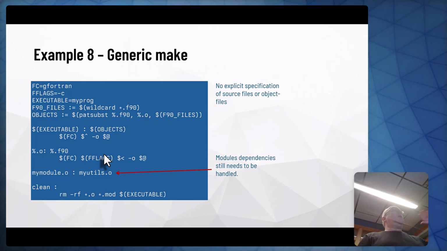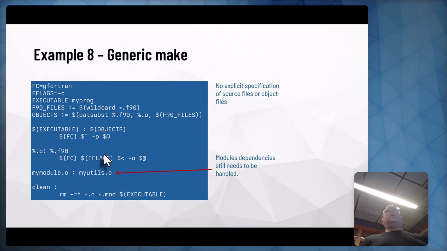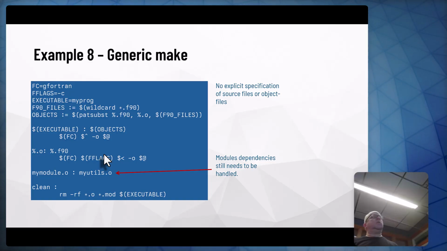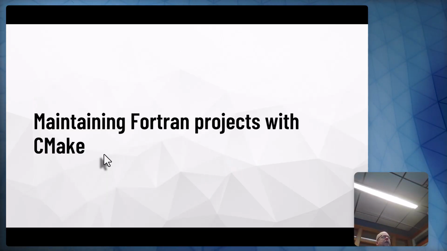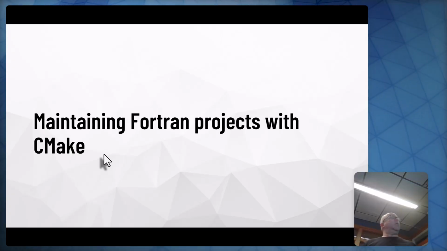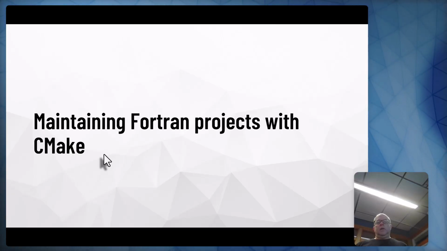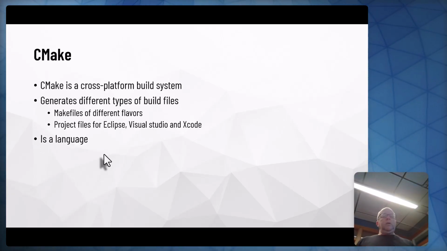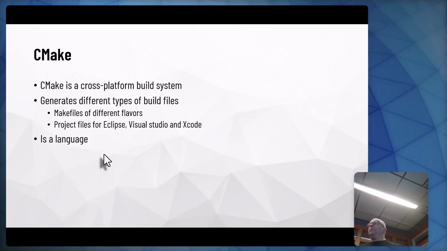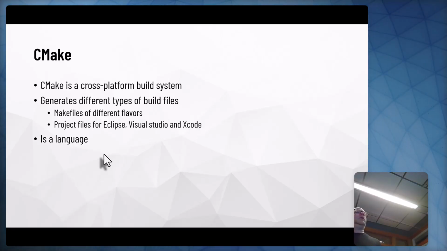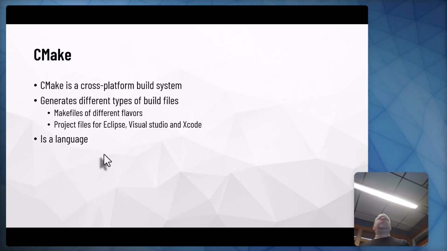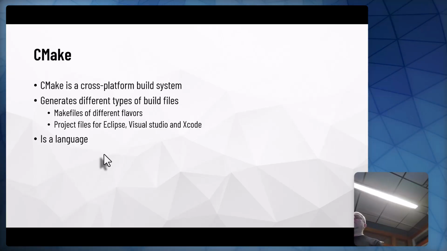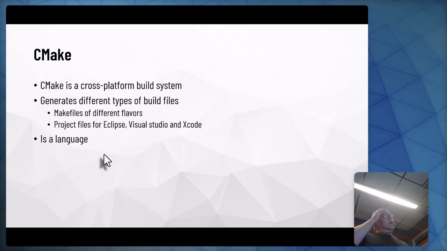This is a completely new language of its own, and it can be hard to master and debug. But we can go one level above make, and add a C before make, and then we call it CMake. So what is that? CMake is a cross-platform build system, and what it does is actually generate build files. Build files can be makefiles for different compilers or different flavors.